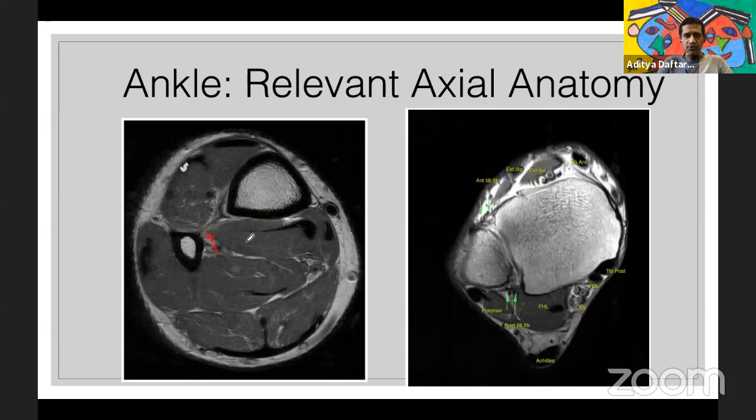From here, as you move further down a couple of slices, you will find this is the distal tibia, this is the fibula, and this band of tissue running across here and here are the anterior and posterior tibiofibular ligaments. So this would be the high ankle ligaments.